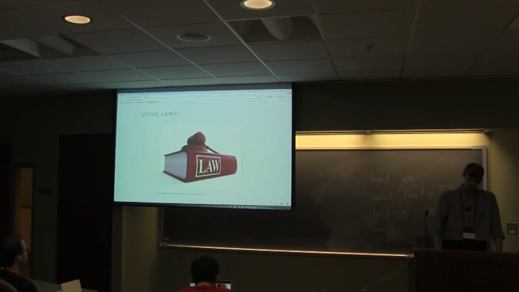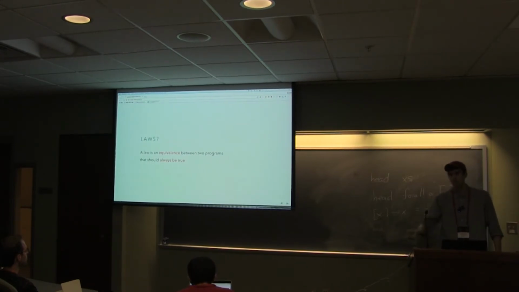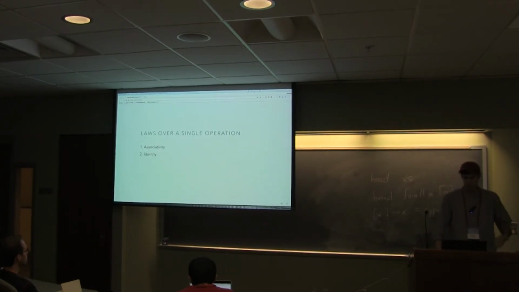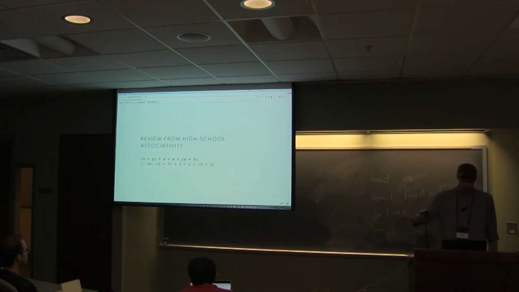Okay? What is a law? A law is an equivalence between two programs that should always be true no matter what. All right? So I'm going to talk about a few laws over this single operation: associativity, identity, annihilation, and commutativity. Okay? Cool. Associativity. If you remember from high school, if you have three integers, let's just call it x, y, and z, and we add them together, it doesn't matter if you parenthesize the x and the y or the y and the z.